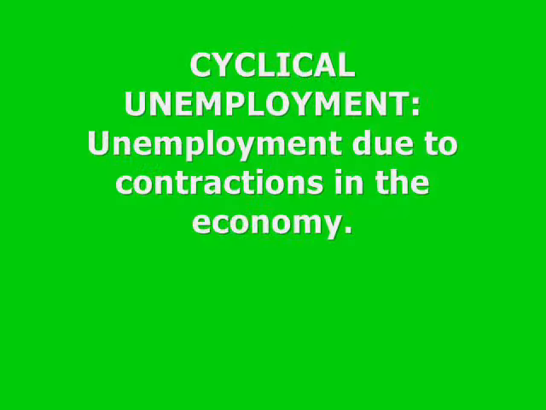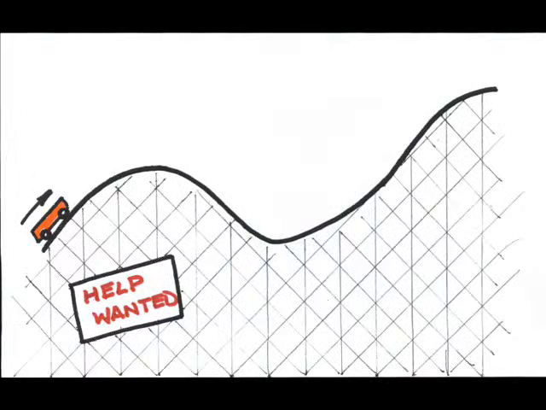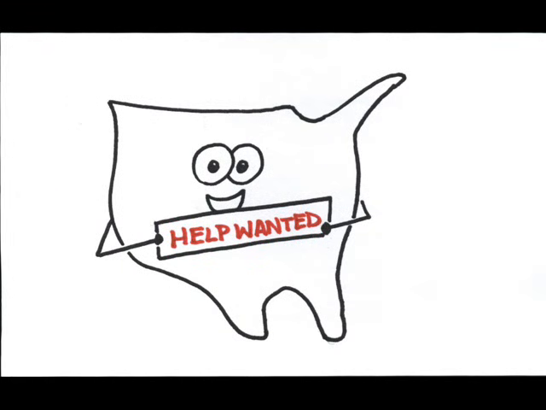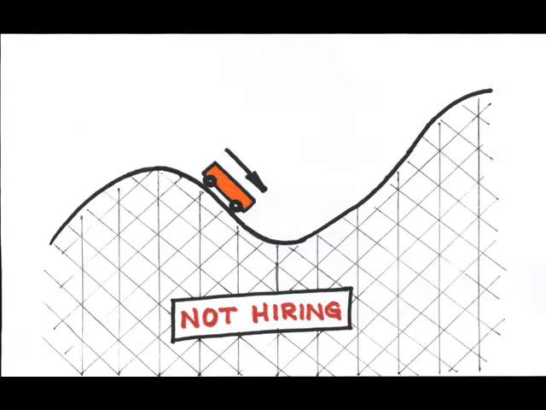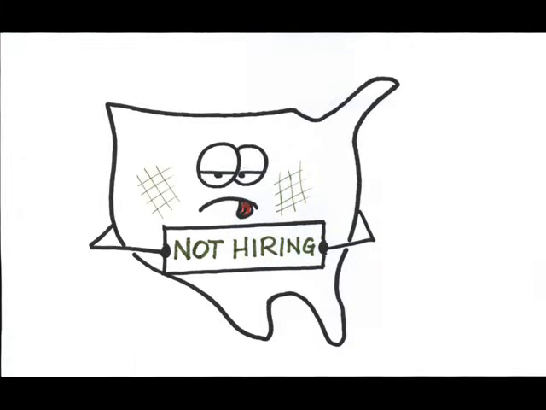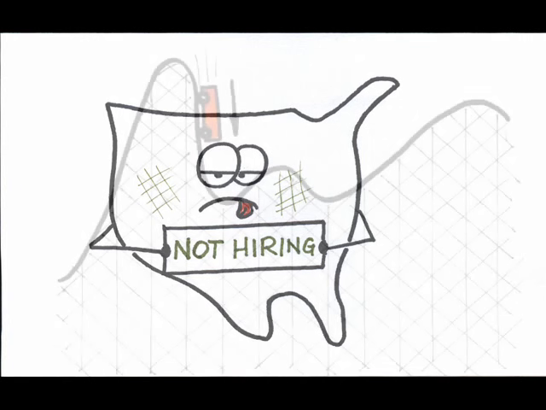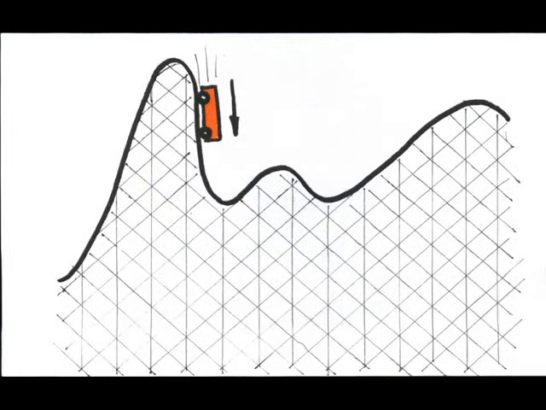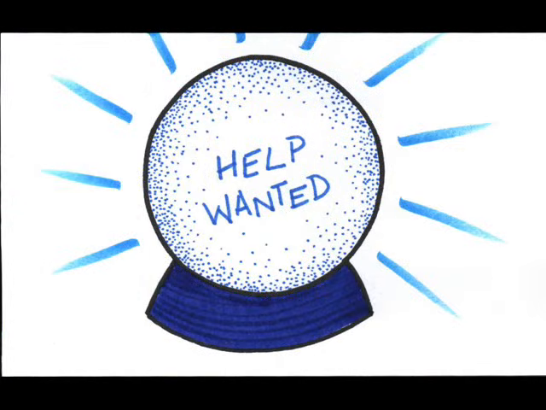Cyclical unemployment. Unemployment due to contractions in the economy. The economy moves in cycles. When the economy does well, there are lots of jobs and unemployment is down. When the economy does poorly, there are fewer jobs and the unemployment rate goes up. The biggest problem with cyclical unemployment is that no two cycles are the same in terms of severity or length, so it's difficult to tell when jobs will come back. It could be a few months or over a year. In the case of the Great Depression, it was years before the economy recovered and jobs were created.